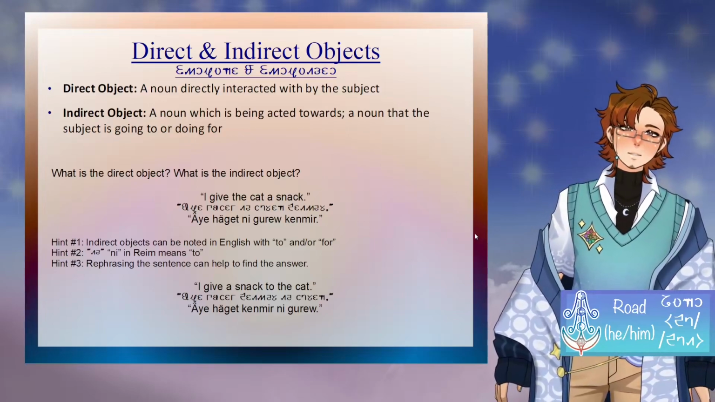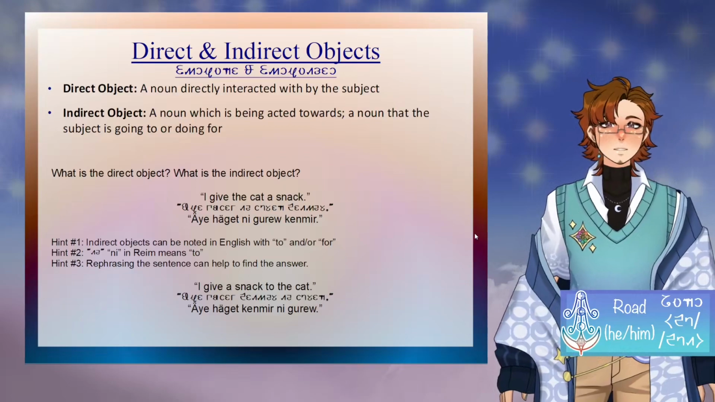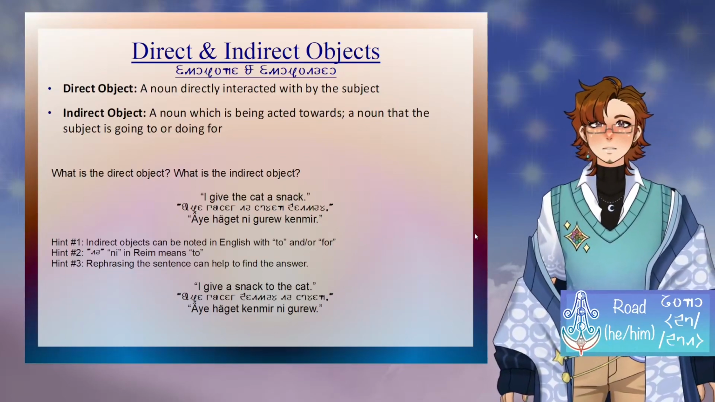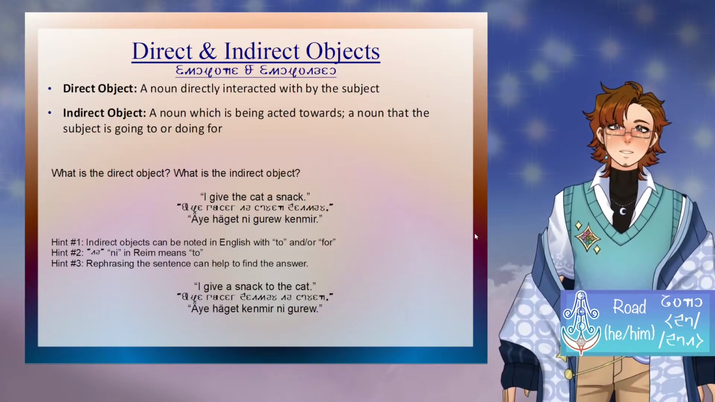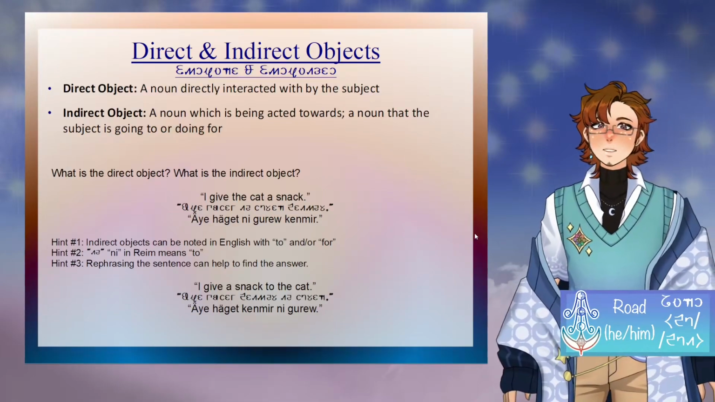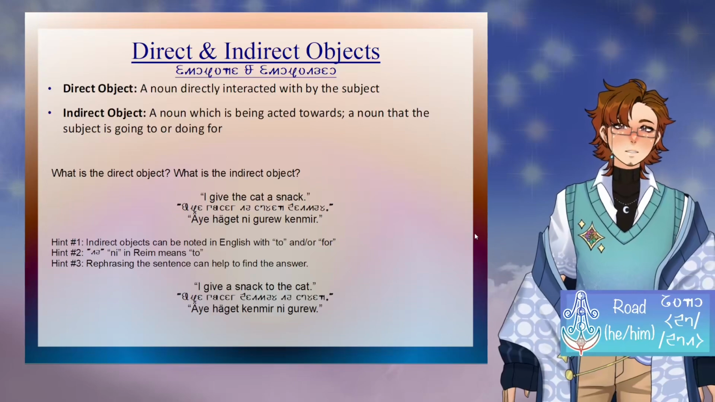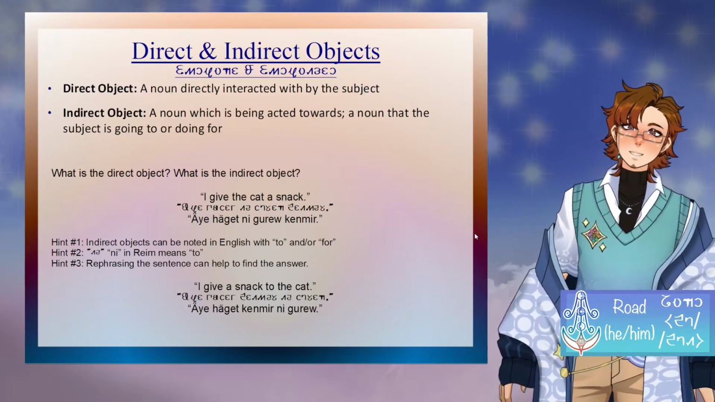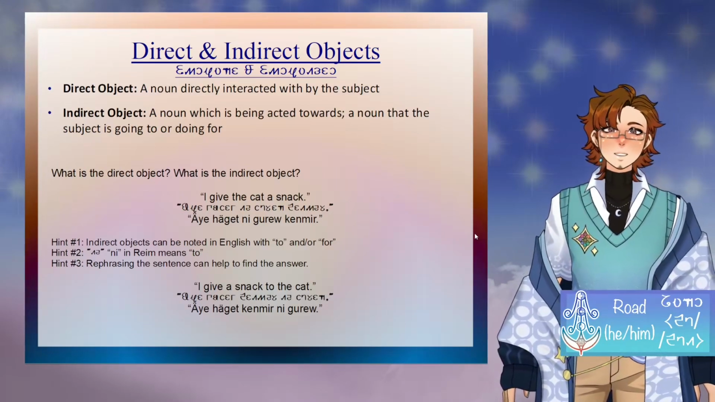If we change the sentence a little bit and move things around, we get our answer. But let's go through the hints first. So our first hint is indirect objects can be noted in English with to and or for. With that, we also know that ni in Reim means to. So we have a heavy reliance on prepositions here. And hint 3, similar to what I said earlier, rephrasing the sentence can help us to better find the answer.